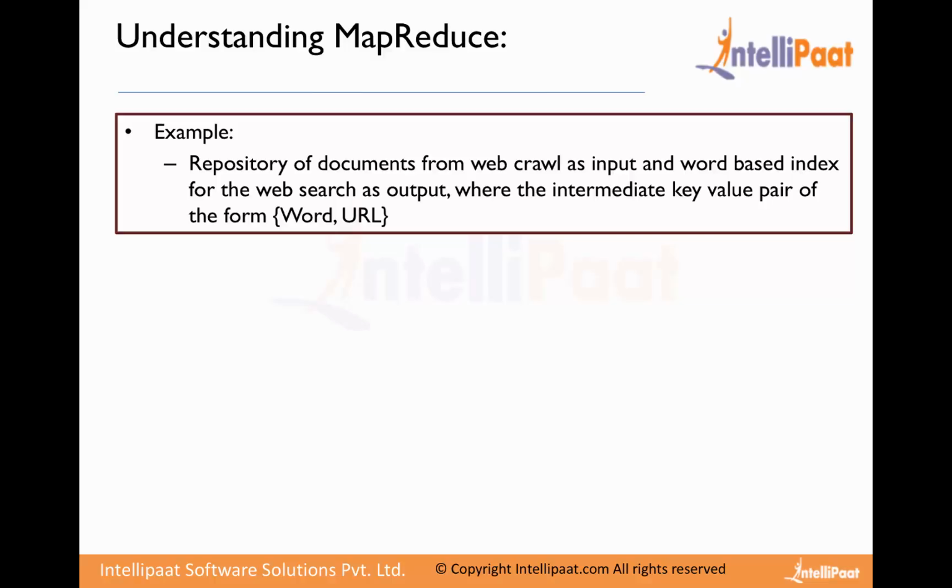An inverted index is like the index that is there at the back of a book. An inverted index is one master index which has information about all words and their occurrences in all the files that are available. So let's take an example: a repository of documents from web crawl as an input and a word based index for the web search as output, where the intermediate key value pair is of the form word comma URL.